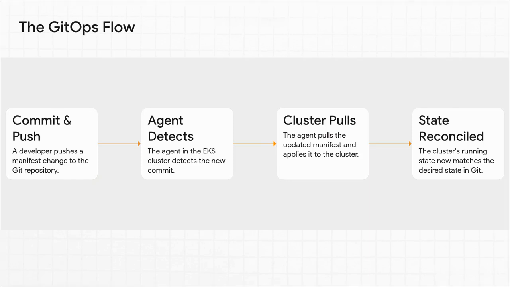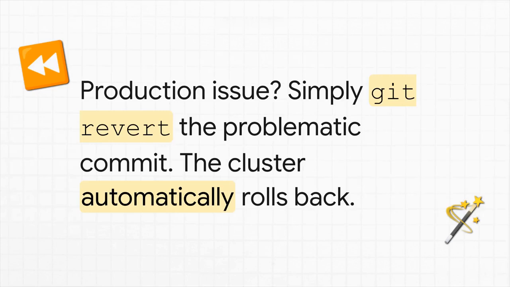So check out this flow. A developer changes a Kubernetes manifest. Let's say they just update a container image version, and they push that commit. The agent, which is always watching, sees that new commit instantly. It then pulls down the updated manifest and applies it to the cluster. And just like that, the running state of the cluster now perfectly mirrors what's in Git. No one had to lift a finger. But this is where it really feels like magic.